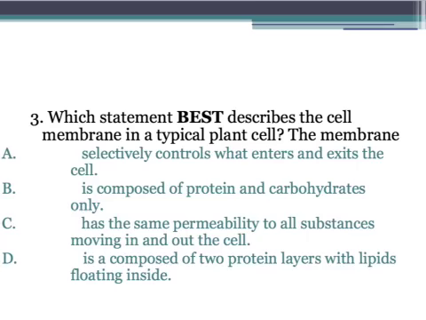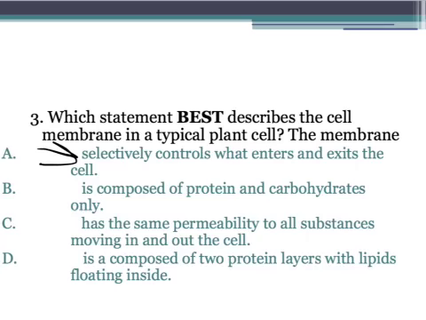Which statement best describes the cell membrane of a typical plant cell? Well, guys, think about a membrane. A membrane is like a thin layer, but things can pass in and out of it. It's almost like a filter, which is a really good description. So does it selectively control what enters and exits? Yep, that's what a filter does. It'll stop some things and let other things through.